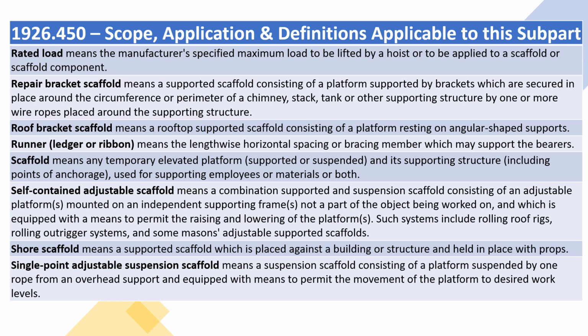Repair bracket scaffold means a supported scaffold consisting of a platform supported by brackets which are secured in place around the circumference or perimeter of a chimney, stack, tank, or other supporting structure by one or more wire ropes placed around the supporting structure. Roof bracket scaffold means a rooftop supported scaffold consisting of a platform resting on angular-shaped supports. Runner, ledger, or ribbon means the lengthwise horizontal spacing or bracing member which may support the bearers.